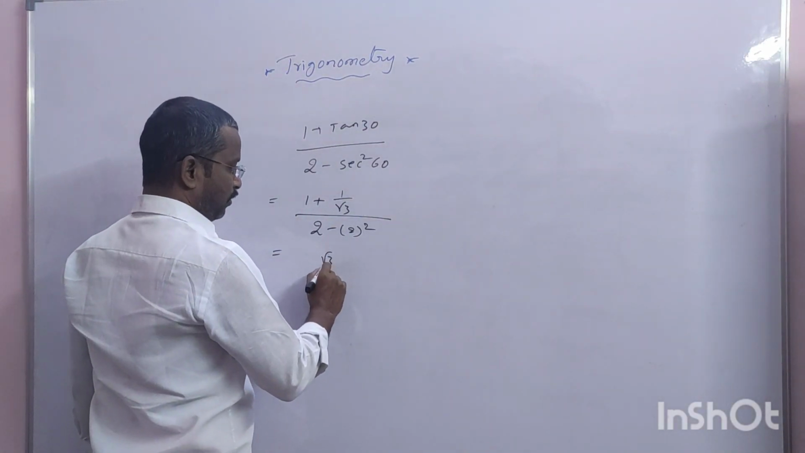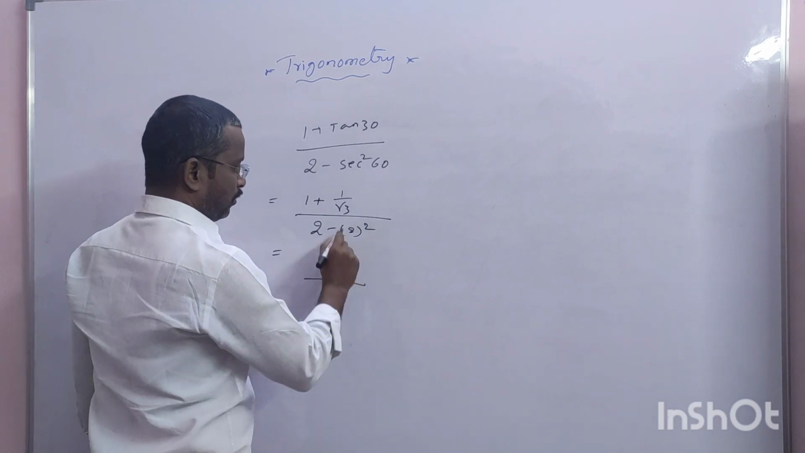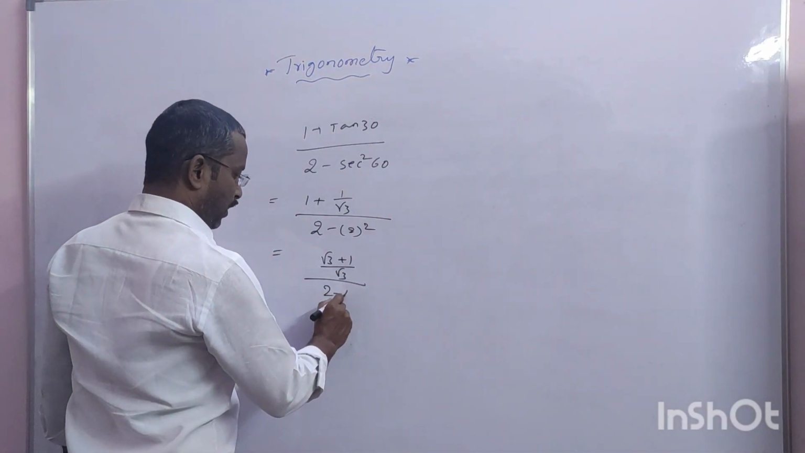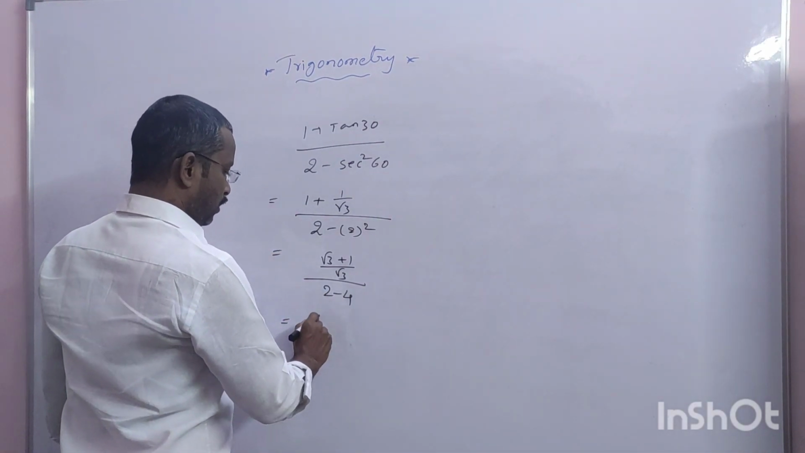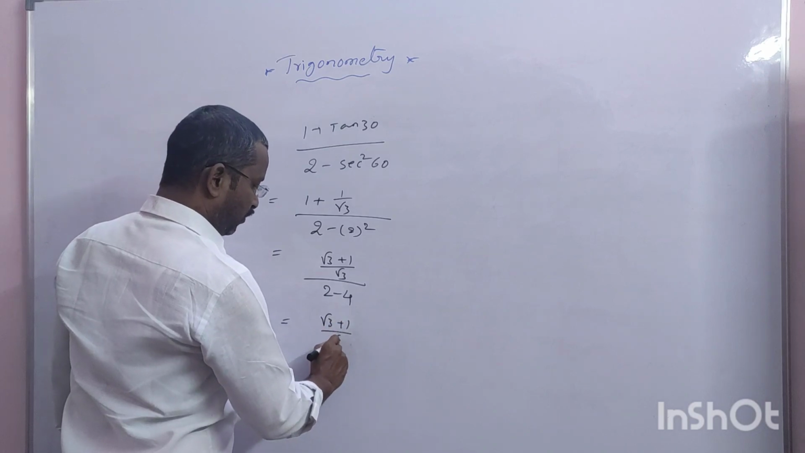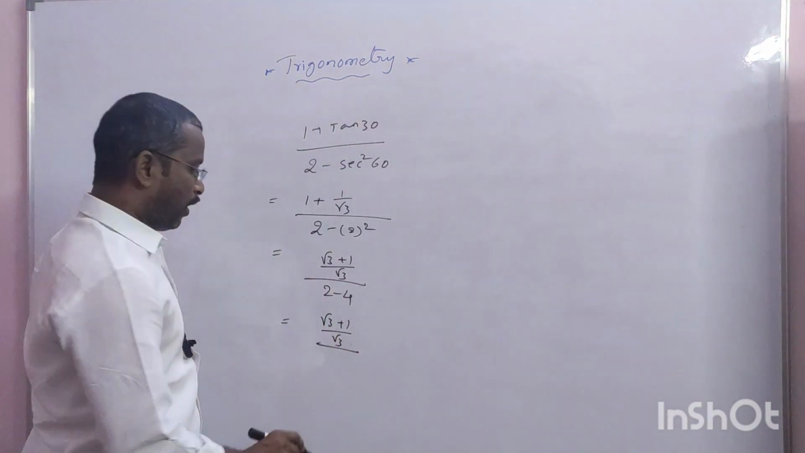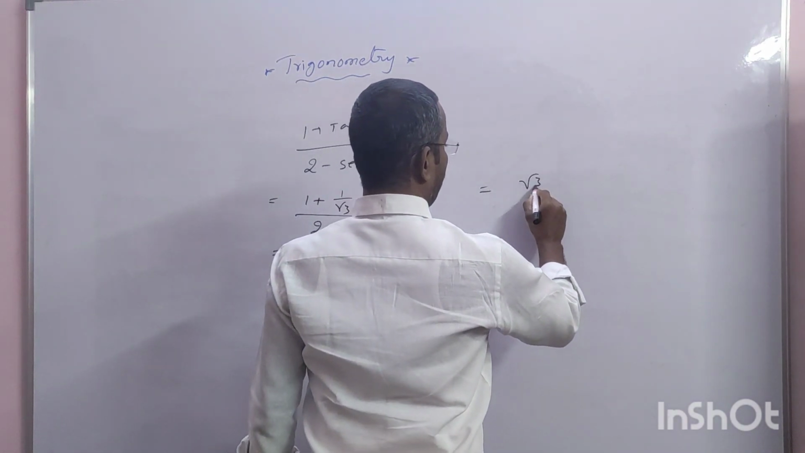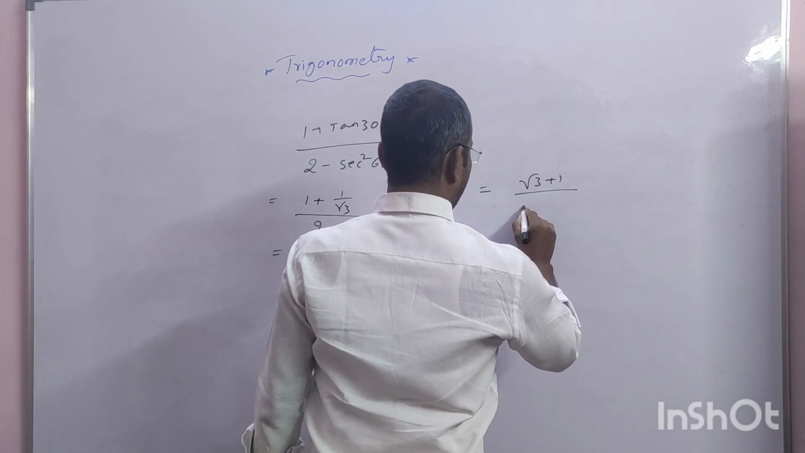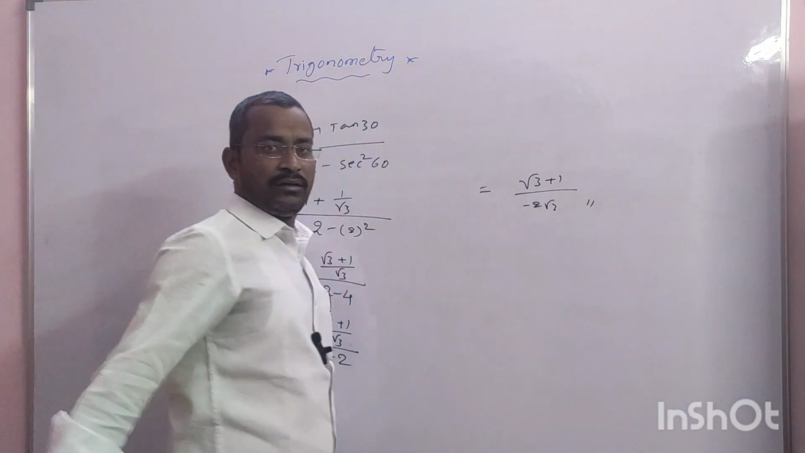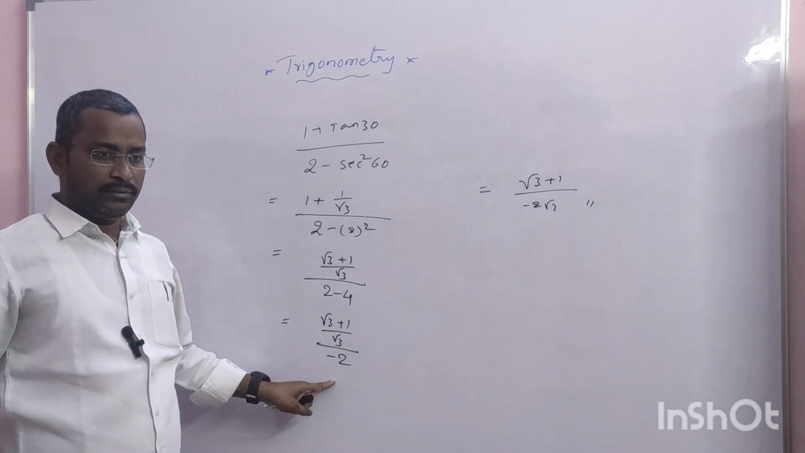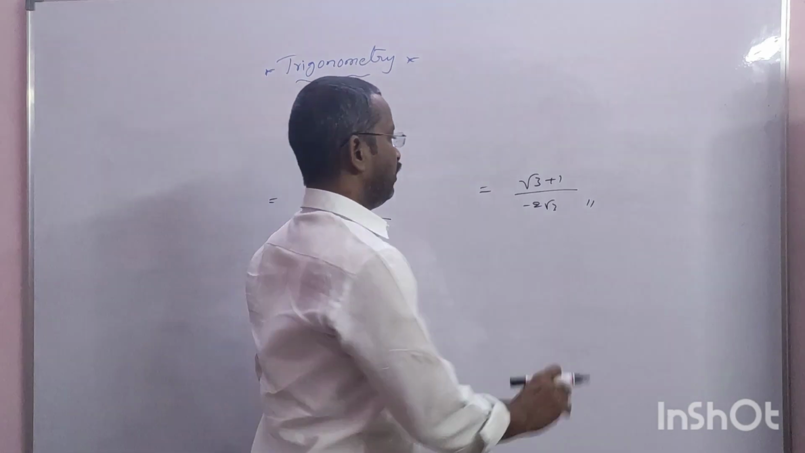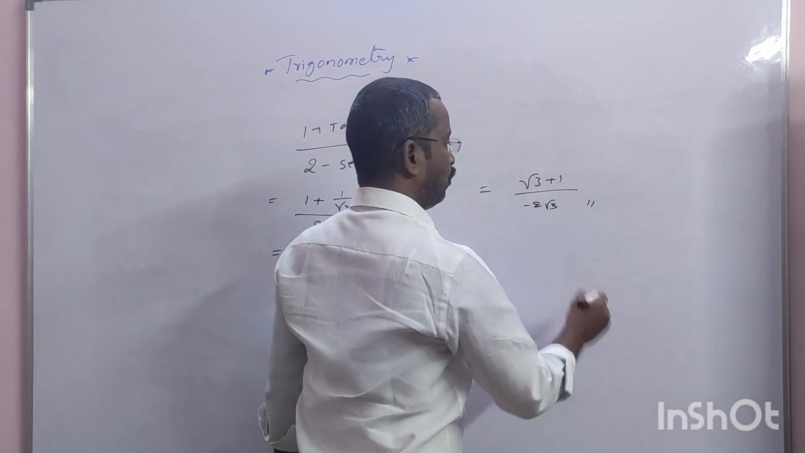Now simplification. Root 3 plus 1 by root 3, take the LCM. And now 2 minus 4. You can't simplify root 3 plus 1 by root 3, you leave it the same. 2 minus 4 is what, Nana? Minus 2. Here is the matter. Root 3 plus 1 by minus 2 root 3 is your answer, because the 2 comes down. Root 3 into 2, the minus remains the same. So your answer is going to be minus 2 root 3.